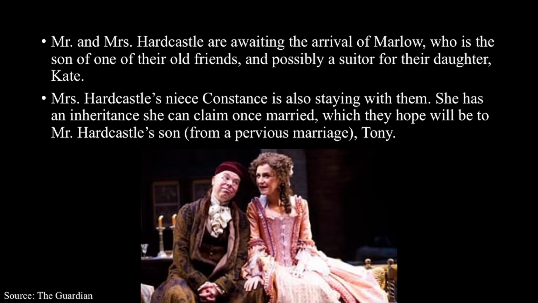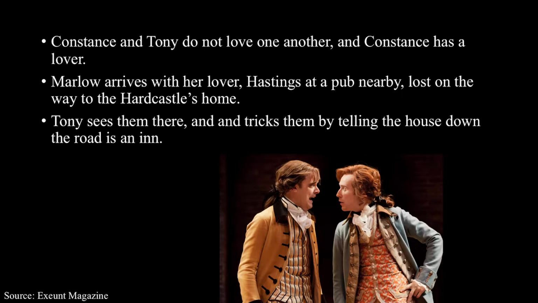When it comes to the play itself, it begins with us witnessing Mr. and Mrs. Hardcastle, who are awaiting the arrival of Marlowe. This is the son of one of their old friends and possibly a suitor for the daughter Kate. Mrs. Hardcastle's niece, Constance, is also staying with them. She has an inheritance she can claim once she is married, and they hope that this will be given over to Mr. Hardcastle's son from a previous marriage, Tony. Constance and Tony, however, do not love one another, and Constance does have a lover.